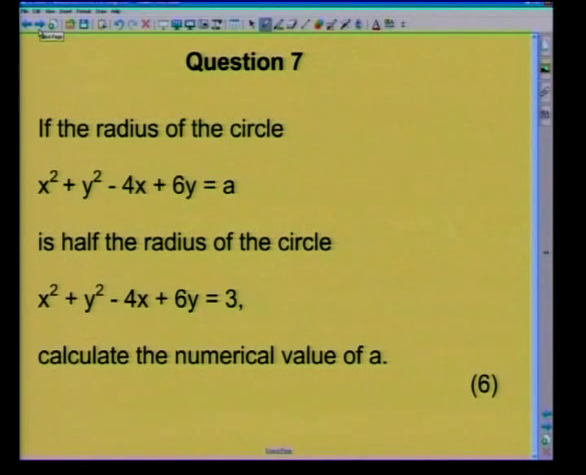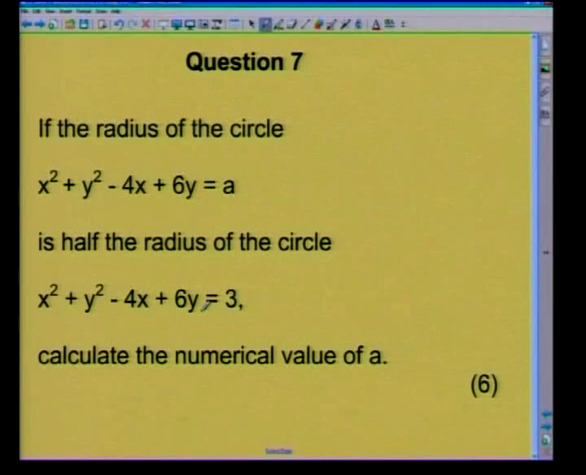Right, if the radius of this circle is half the radius of that circle, calculate the numerical value of A. Right, so again, it's like this feeling, oh my gosh, but not to worry. As you know, if we are working with this, we will complete the square, and if we are working with this, we'll complete the square in order to be able to find that. So let's start with the first one. It's x squared minus 4x, leave a space, plus y squared plus 6y, leave a space, equals A.